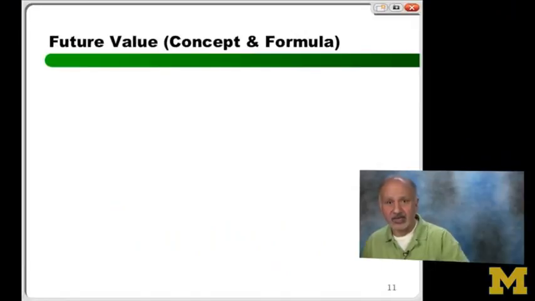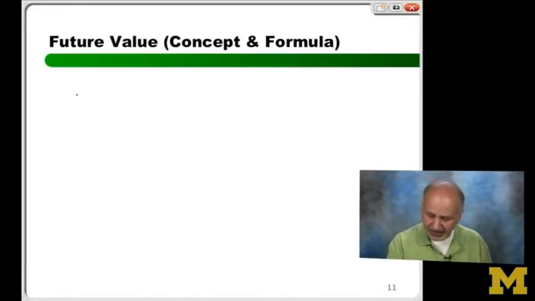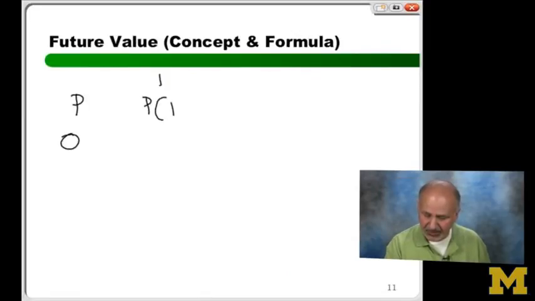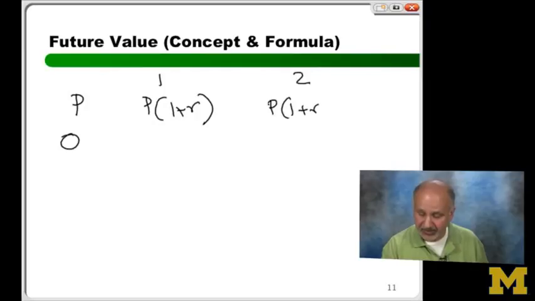So I've given you a sense of what is the future value of $100 2 years from now, and the concept and formula. Let me just repeat one more time so that you can understand. The formula says this: if I have P at time 0, after 1 year it will be P(1 plus R). After 2 years, what will it be? P(1 plus R) times (1 plus R).